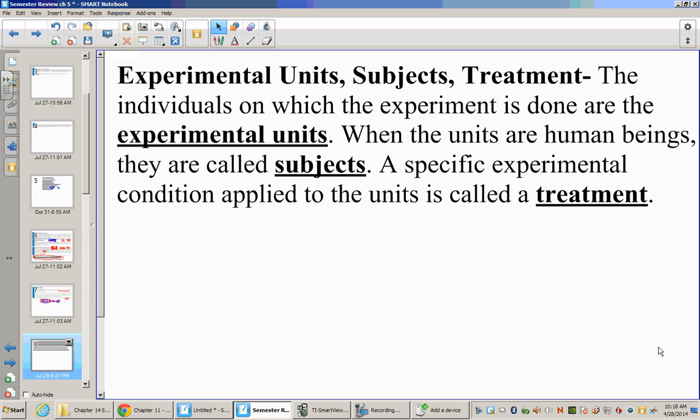Now, experimental units, subjects, and treatments. The individuals on which the experiment is done are called experimental units. When the units are human beings, they're called subjects. The specific experimental condition applied to those units is the treatment.